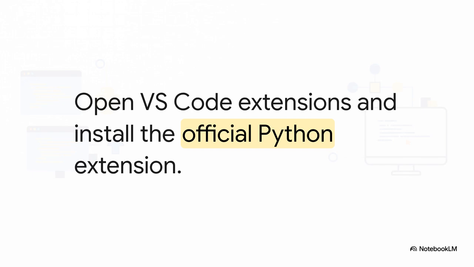So over on the left sidebar, click the extensions icon. It looks like 4 little blocks. Search for Python and install the official extension published by Microsoft. Guys, this extension is the magic link. It provides the Python language support that helps VS Code instantly detect and run our new Python engine.